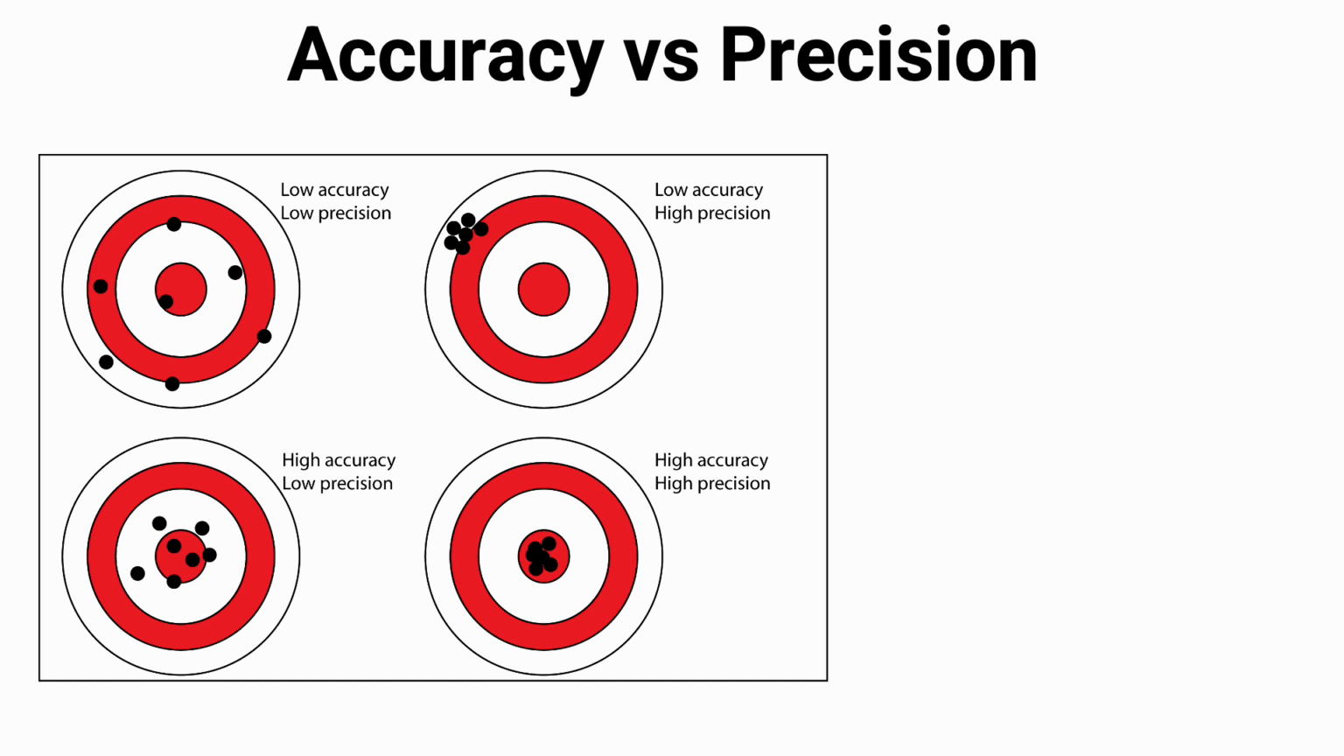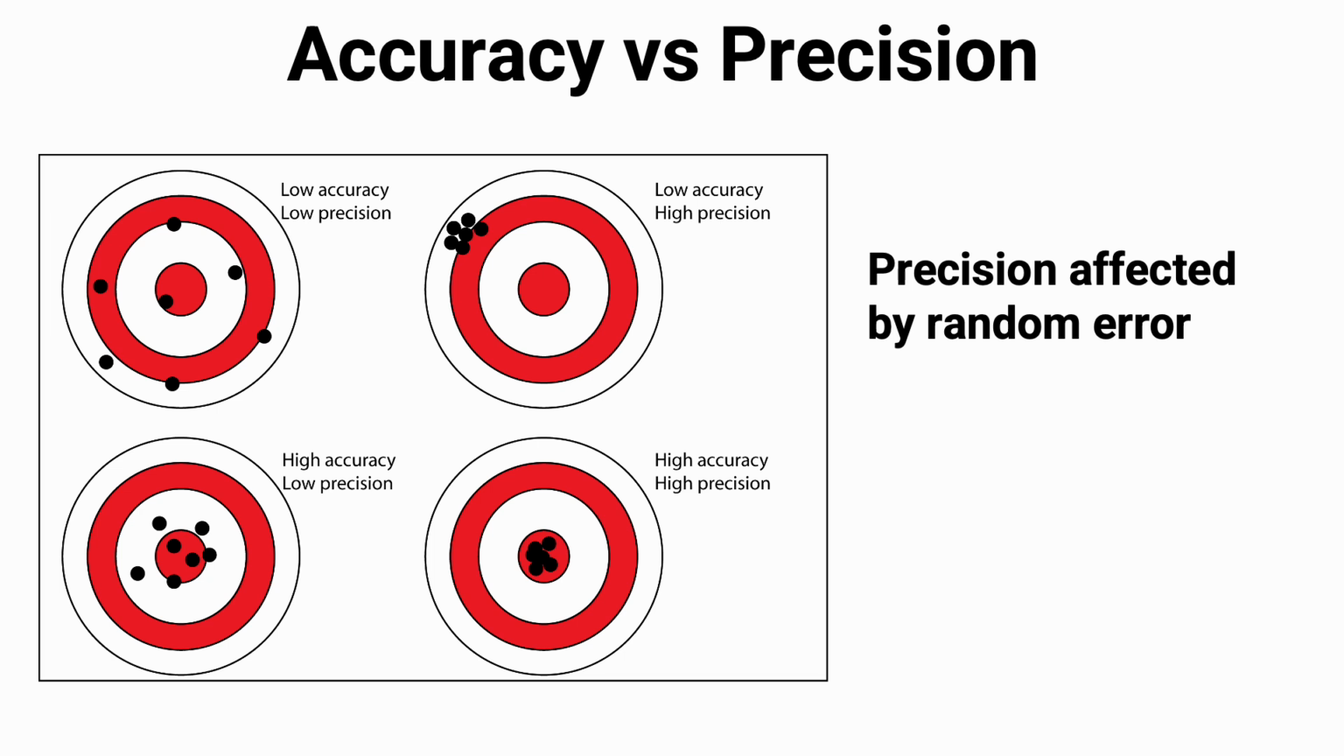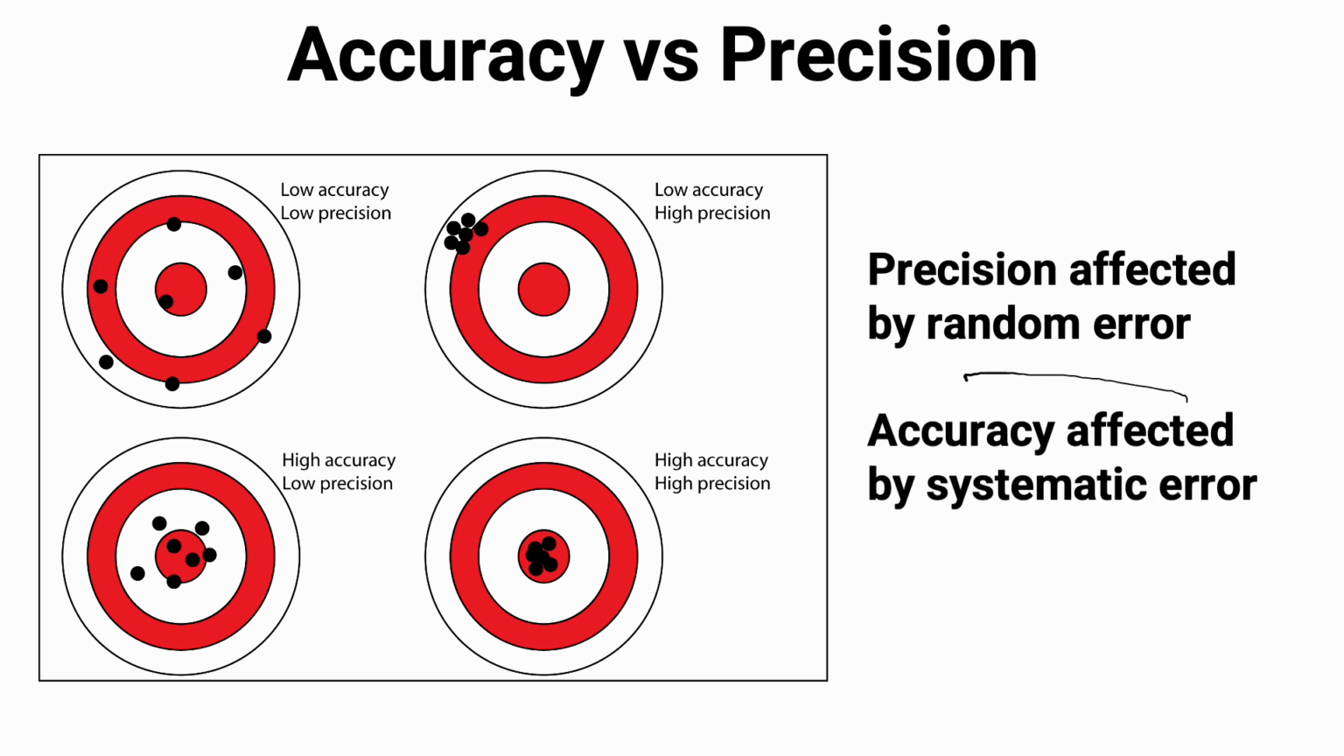It's really high yield to know for examinations that precision is affected by random error, whereas accuracy is affected by systematic errors, such as errors in measurement. If you have a measurement tool that's wrong every time, then your accuracy will be affected.